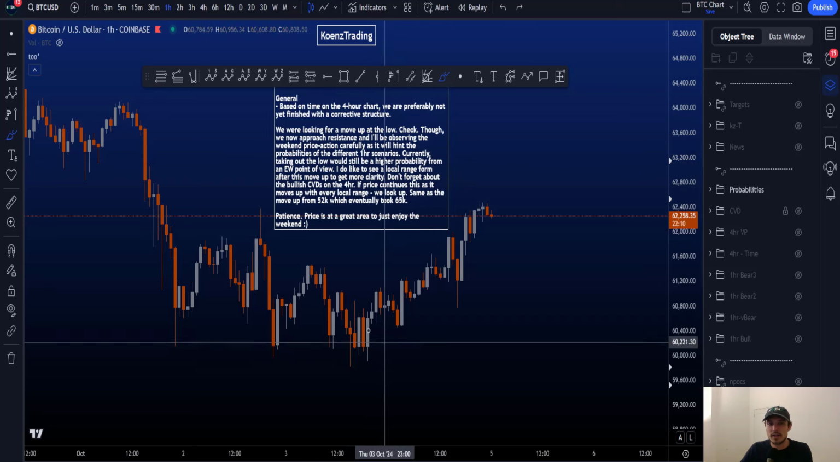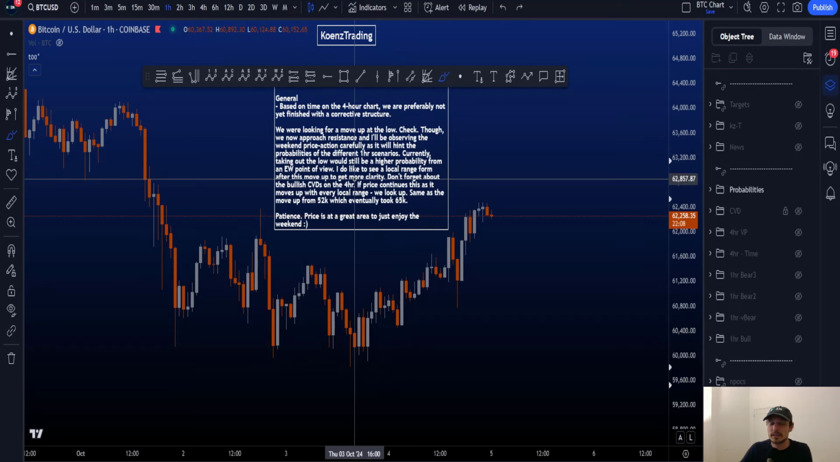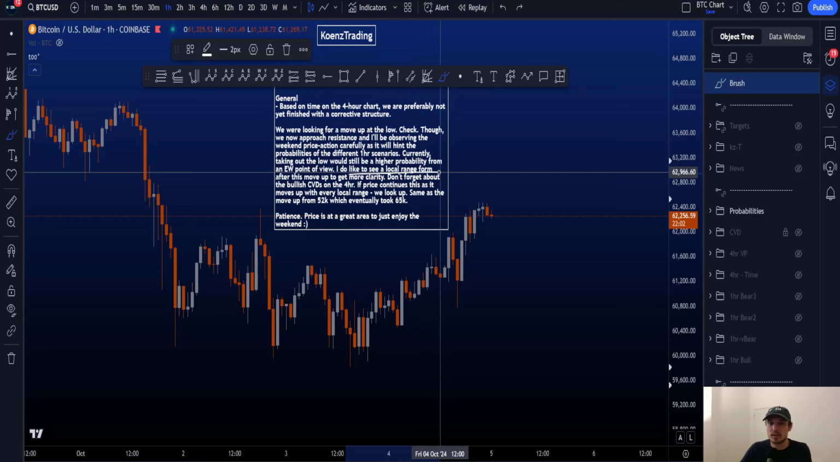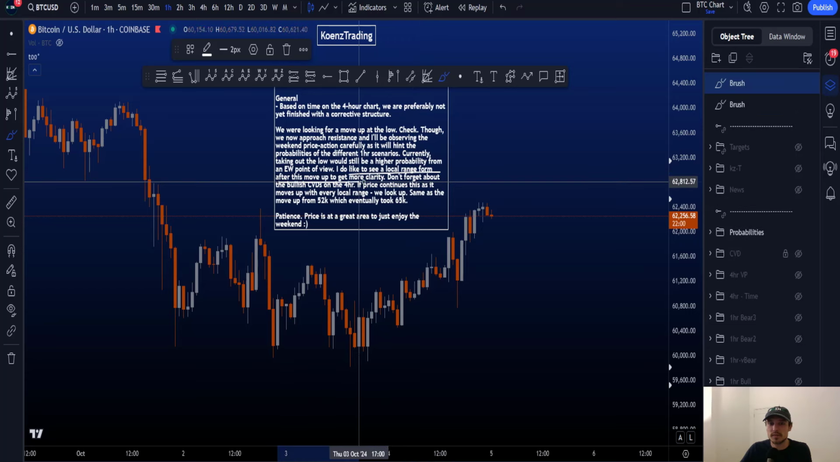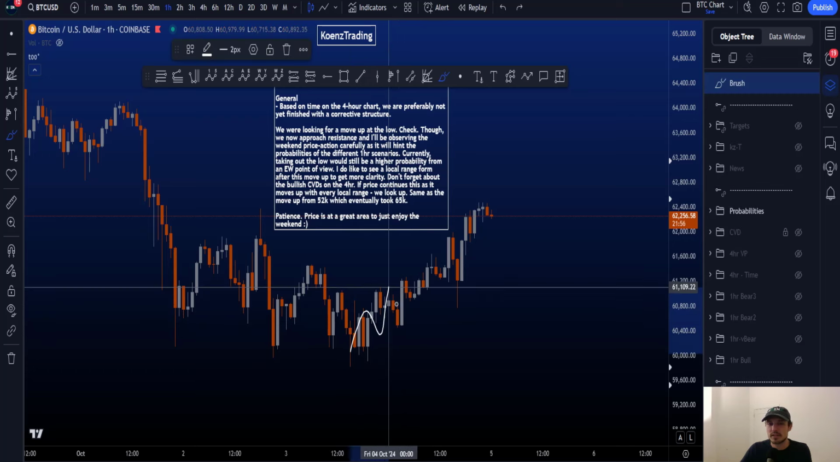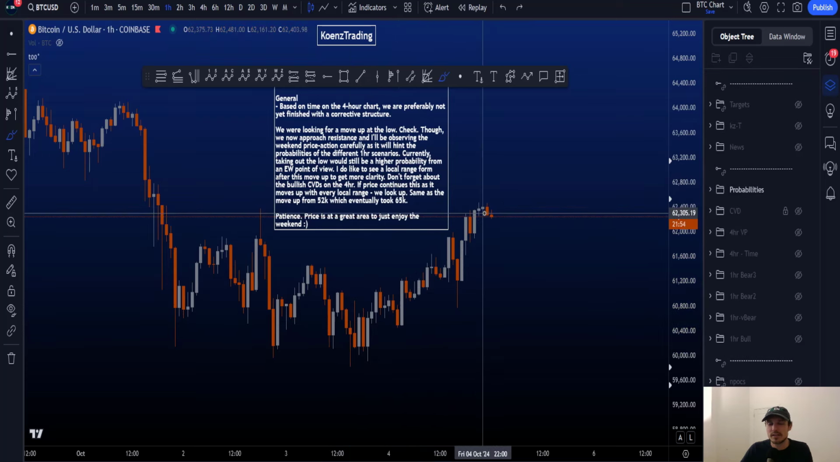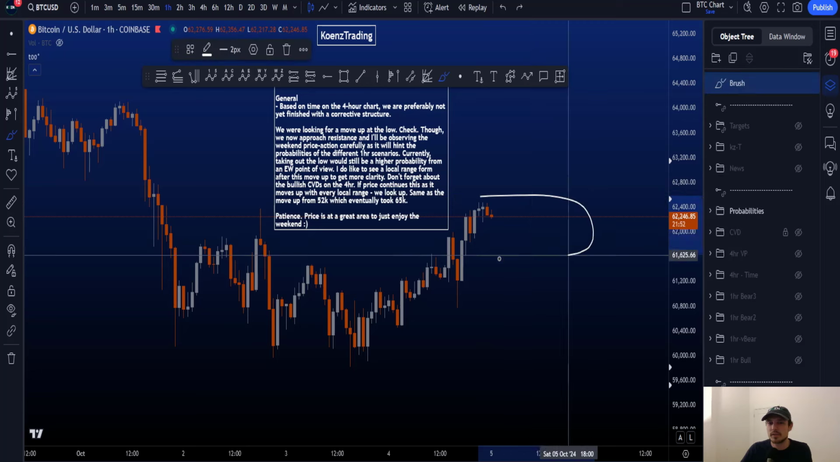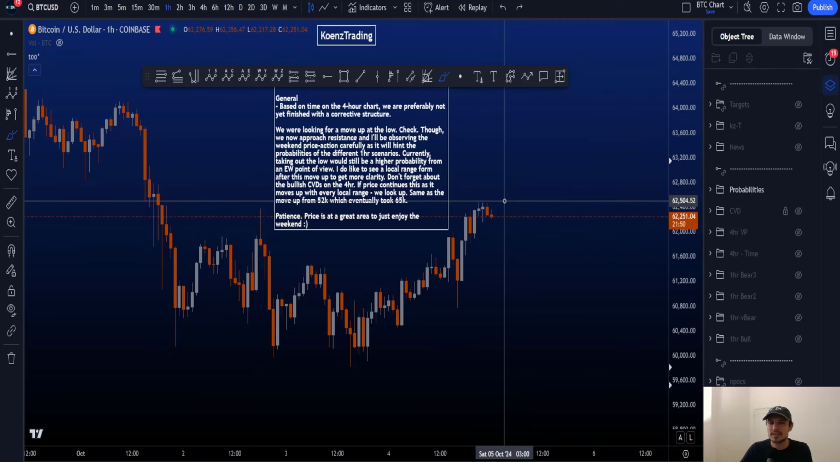Currently, taking out this low would still be a higher probability from an Elliott Wave point of view. I do like to see a local range form after this move to the upside to get more clarity. At the moment, price has been moving to the upside consistently without really creating a bit of a bigger range, so that is something I'll be looking out for, and of course the reaction at resistance as well.